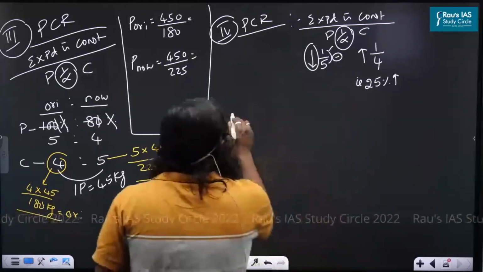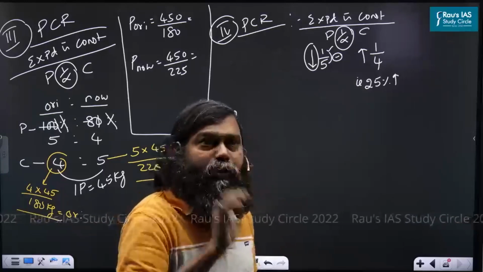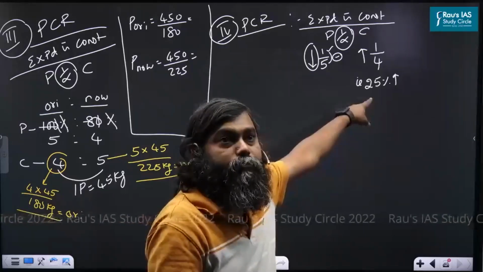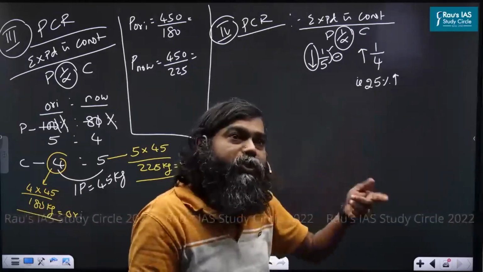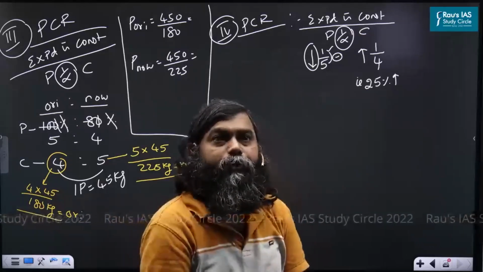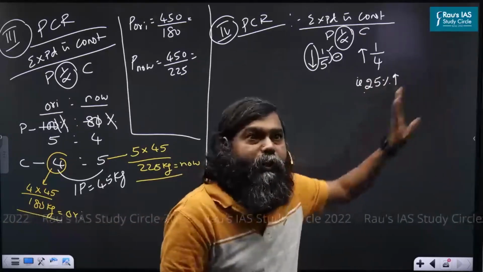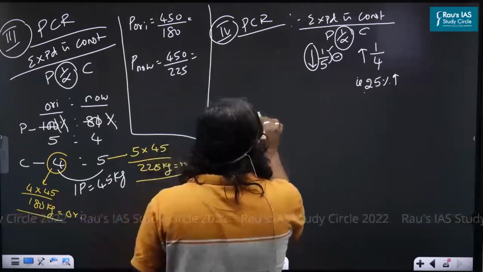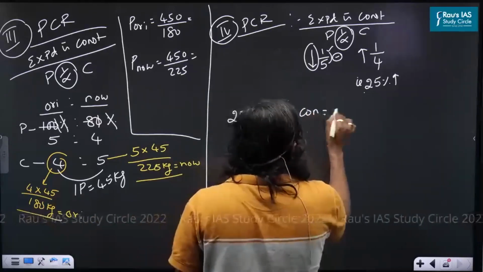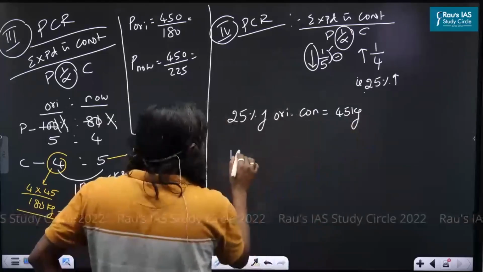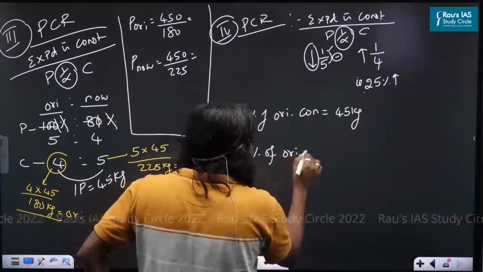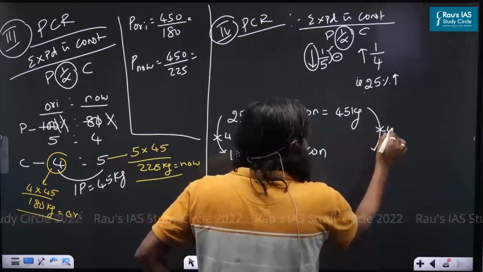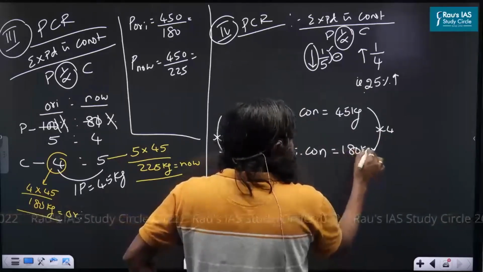All understood? My consumption increased by how much percentage? 25%. And by how much quantity? 45 kg. So 25% is equal to 45 kg. But 25% of what? 25% of original consumption. What is 100% of my original consumption? How does 25 become 100? Multiply by 4. My original consumption is 180 kg.